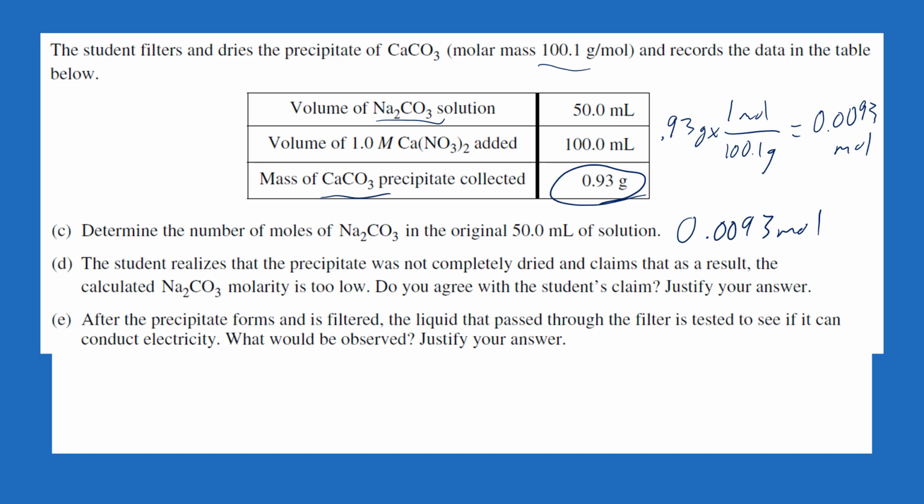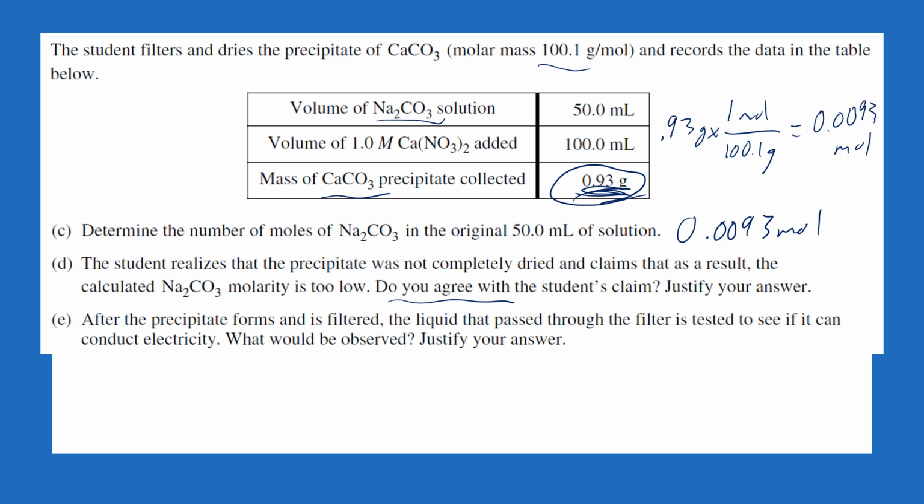Now the student realizes the precipitate was not completely dried and claims that as a result the calculated molarity is too low. Do you agree and justify your answer? You should disagree with that. If there was extra water, that means this mass is too high. A higher mass leads to more moles and a higher molarity. So it is still an error for sure, but it would lead to your calculated molarity being too high. So make sure that you answer the question. Do you agree? No, because it would make the molarity too high.